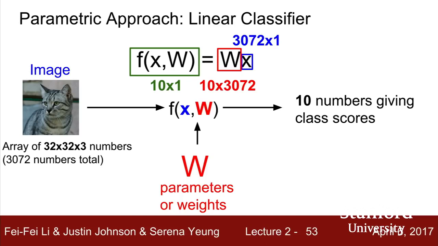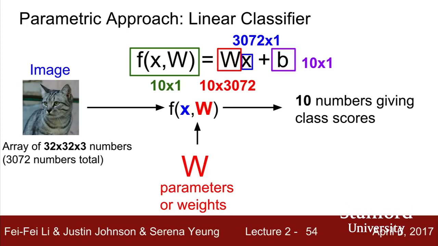So then this becomes, we're going to take those values and stretch them out into a long column vector that has 3072 by 1 entries. Now we want to end up with 10 class scores, 10 numbers for this image giving us the scores for each of the 10 categories, which means our matrix W needs to be 10 by 3072. So that once we multiply these two things out, we'll end up with a single column vector, 10 by 1, giving us our 10 class scores.